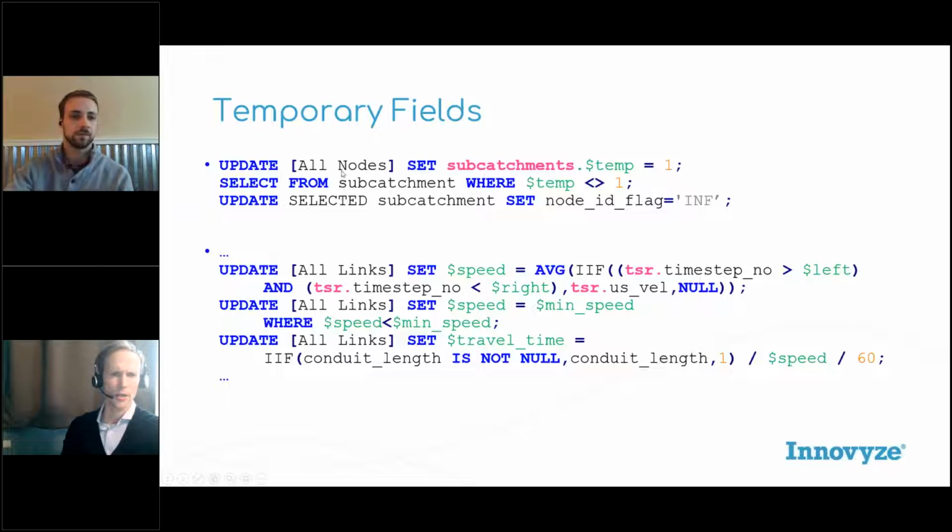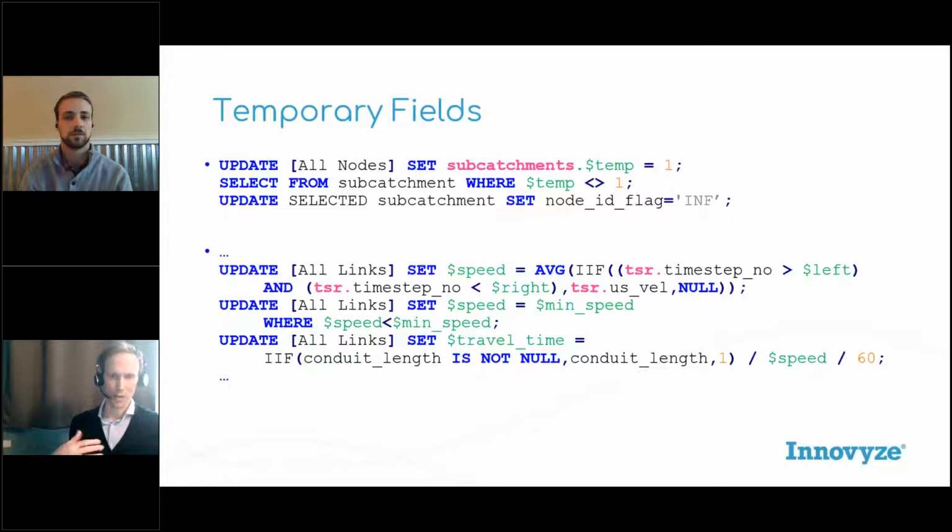So here's an example where I update the nodes table and I set subcatchments temp equal to 1. And you'll notice subcatchments is pink. So we're updating the nodes. And so this is the joined subcatchments to each node. And we're just going to assign a temporary field on the subcatchments. We don't have to update a user number or user text field. We're just going to do a temporary field, set it equal to 1. So any subcatchment with a node is going to get 1.